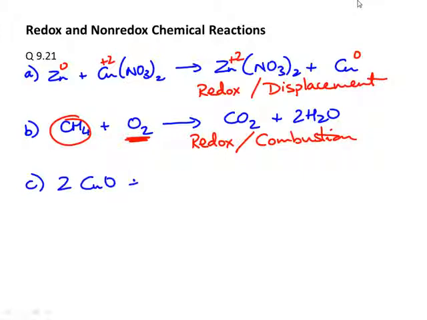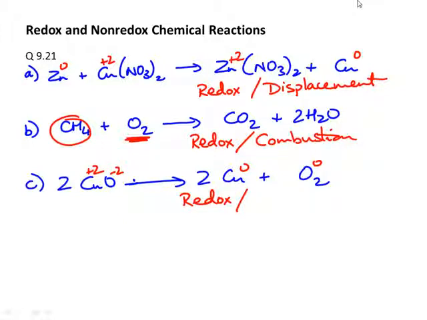2CuO makes 2Cu plus O2. Copper in this case is going from +2 oxidation state to 0, so it is being reduced, it's gaining electrons. Oxygen is going from -2 to 0, it's being oxidized. In other words, it is losing electrons. So this is a redox reaction, and as far as the other classifications are concerned, a big unit is being broken down into smaller pieces, therefore it is also a decomposition reaction.